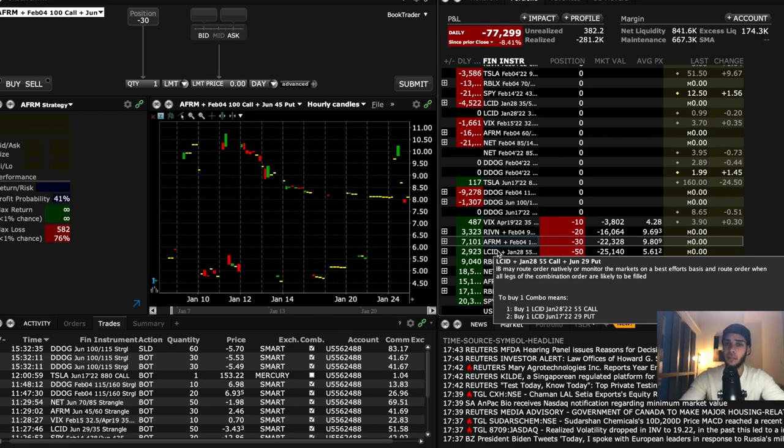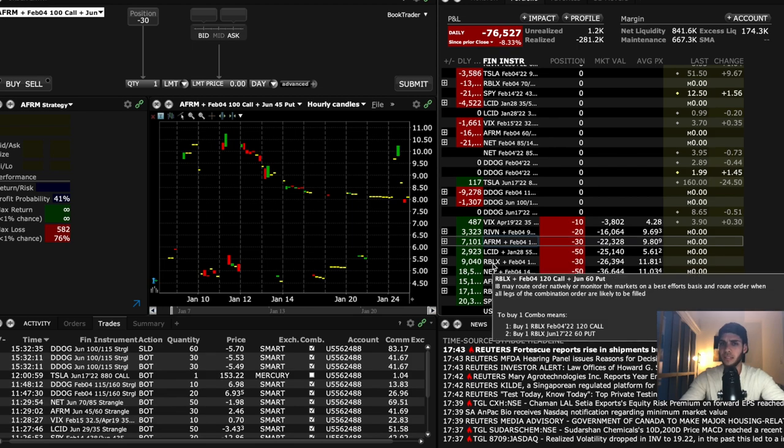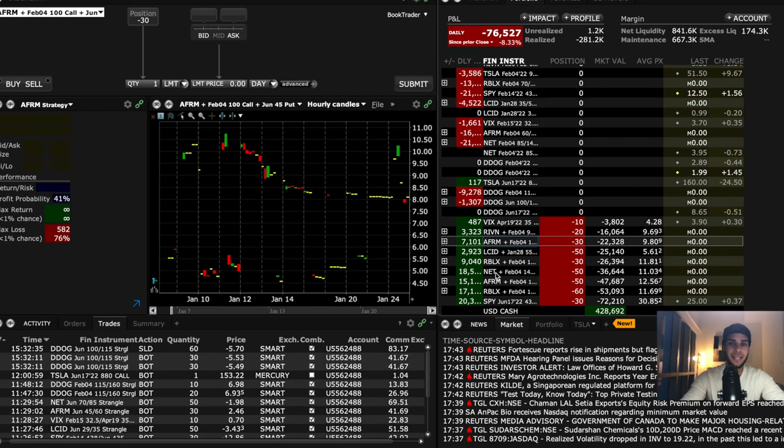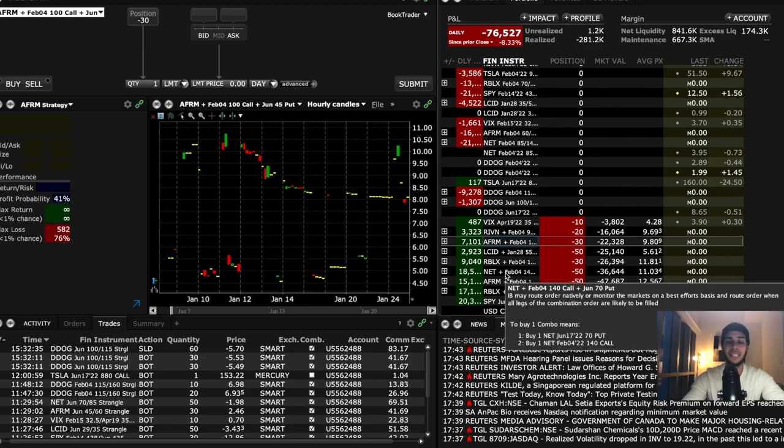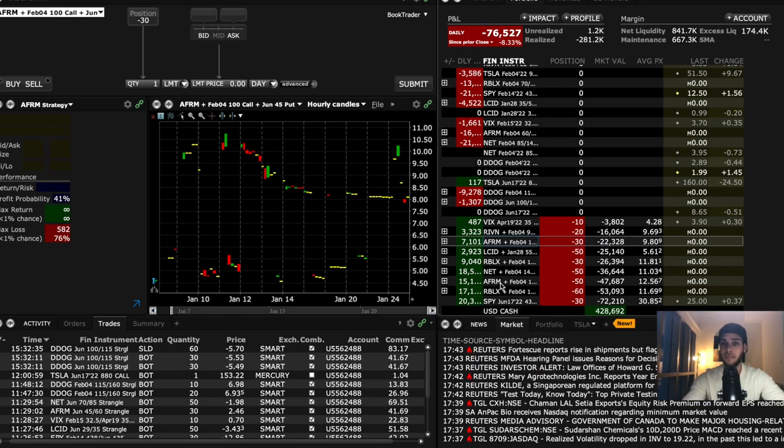And I made a lot of money on this one, so I collected a huge credit. It was about 15,000 or 20,000 extra that I collected for this one. Roblox, I rolled down to the 60 strike put out to June. On Net, I rolled down to the 70 strike put in June. Another one on Affirm, this one was the 50 strike put for Affirm.